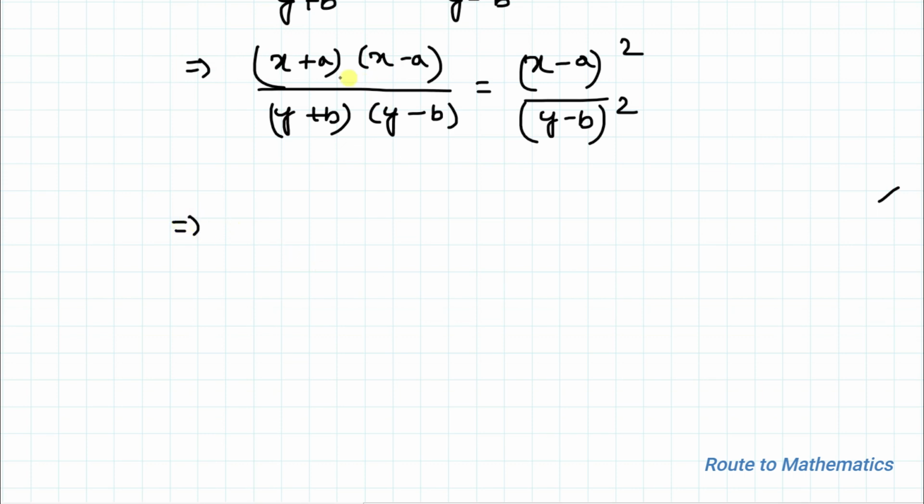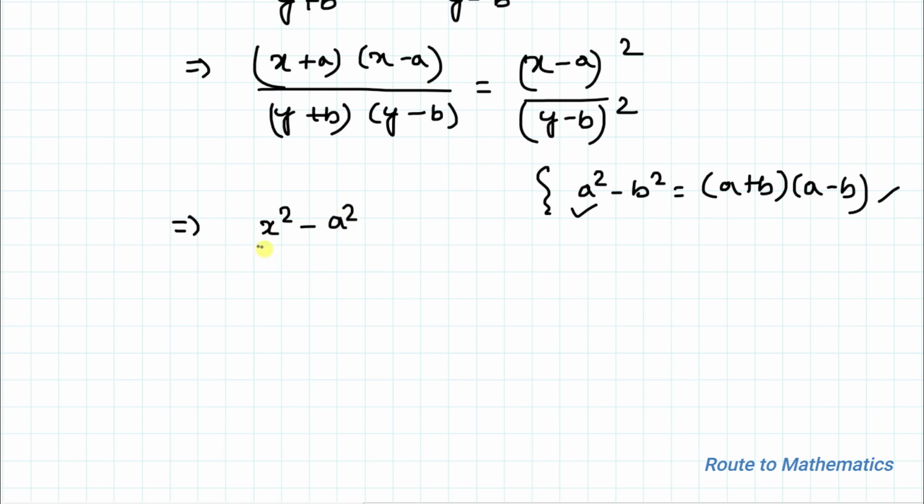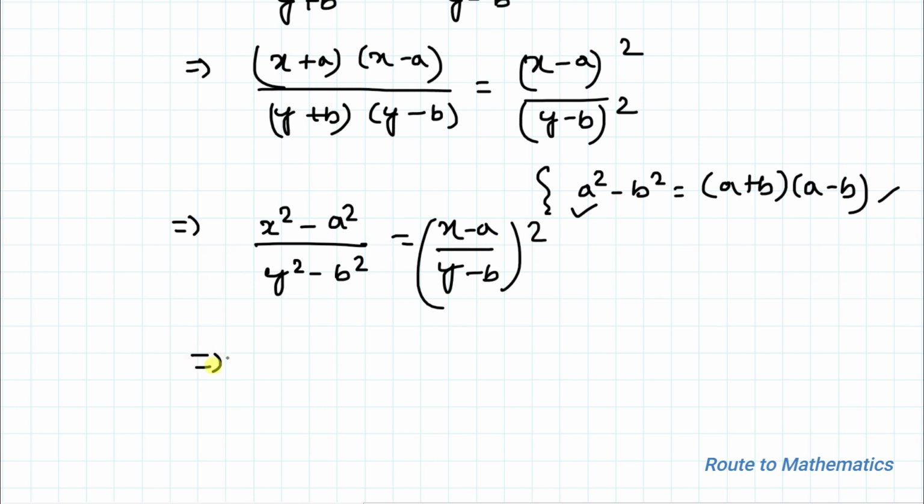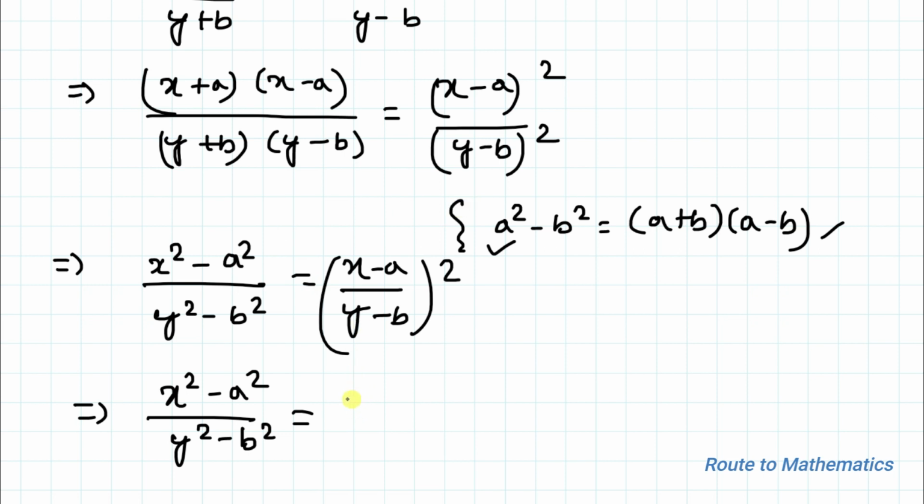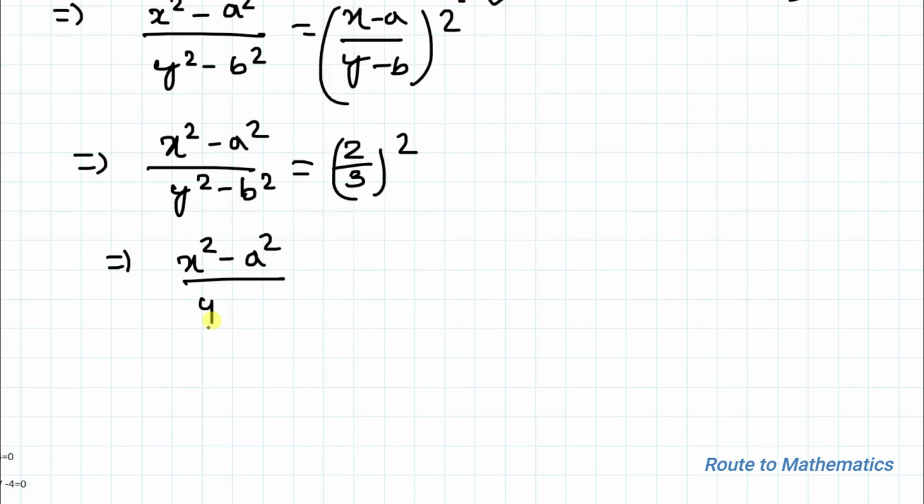Okay, this will become, by applying the identity a square minus b square equals a plus b multiplied with a minus b, by applying this identity, I can write x square minus a square divided by y square minus b square equals x minus a divided by y minus b whole square. So this is nothing but x square minus a square divided by y square minus b square equals, all the ratios are equal to 2 by 3. So this will become 2 by 3 whole square, which equals x square minus a square divided by y square minus b square equals 4 by 9.